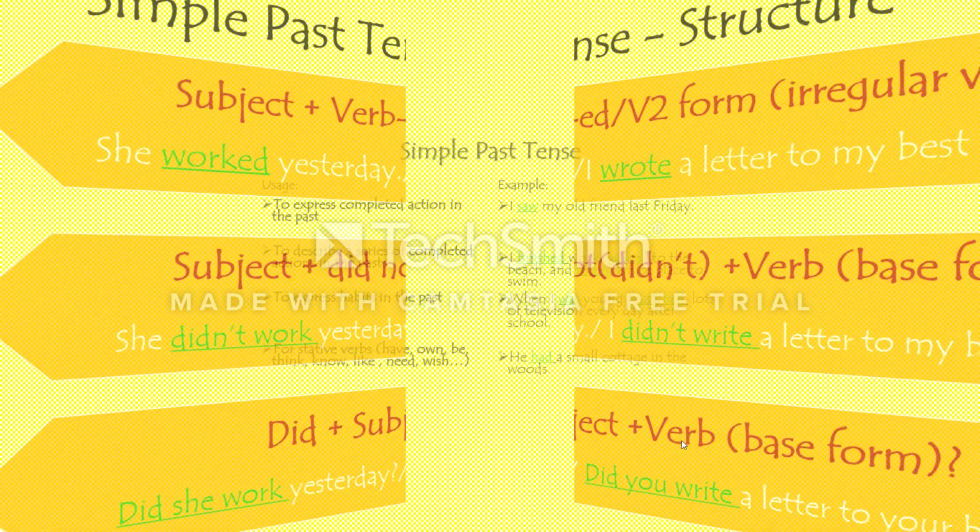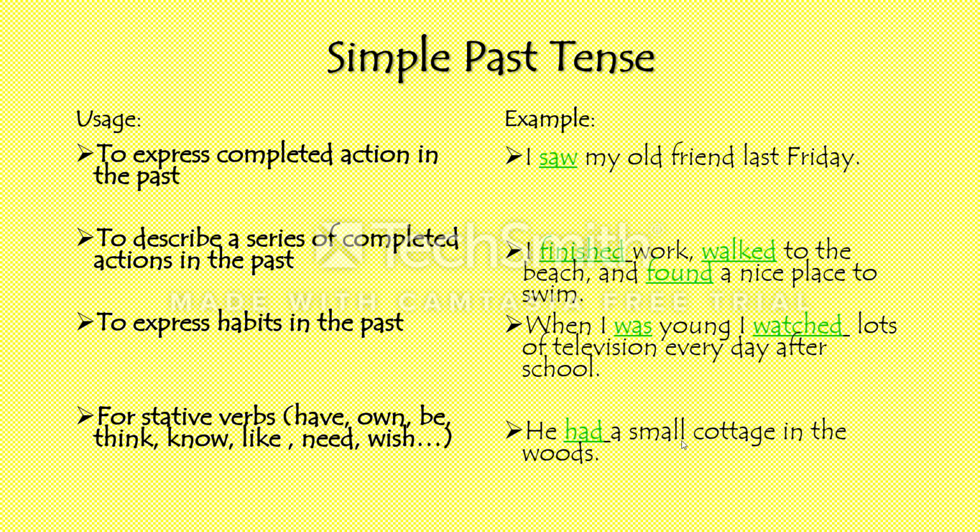Okay, let's go to the usage of simple past tense, and I'll provide some examples for each usage for you to see that. The first usage is to express a completed action in the past. That's the first and the most important usage. So you can say, I saw my old friend last Friday. We can use it for describing a series of completed actions in the past. I finished work, walked to the beach, found a nice place to swim, and so on and so on.